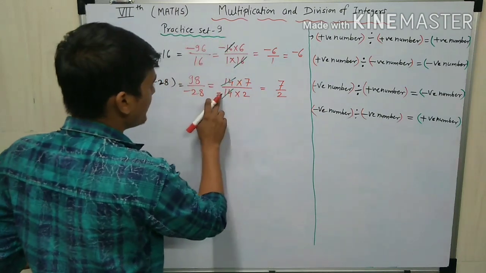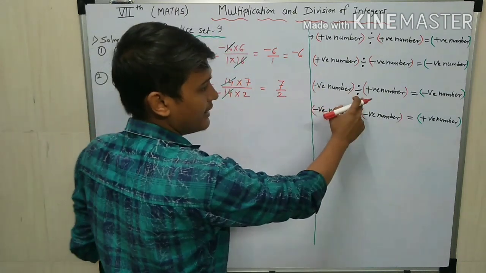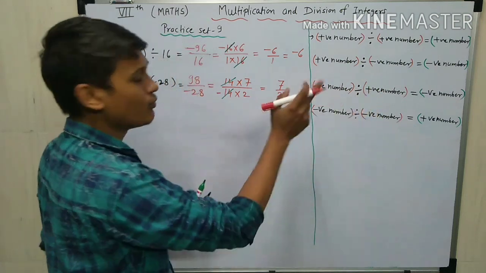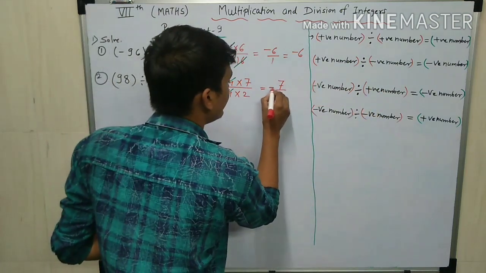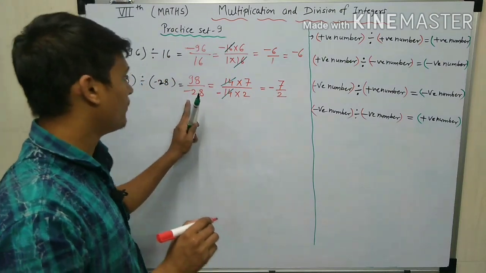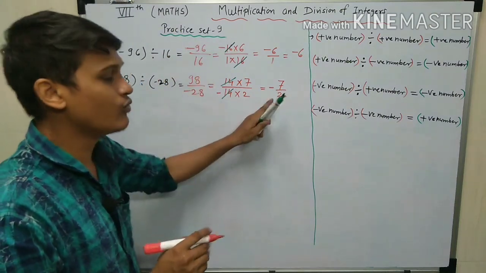What is the sign? Negative. One negative integer and one positive integer quotient is equal to what? Negative integer. You can write here only the minus sign. Understood? One positive and one negative is the same.